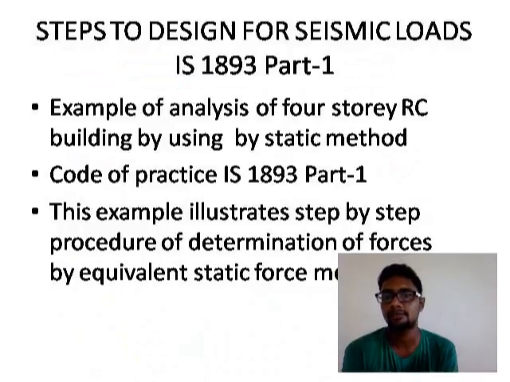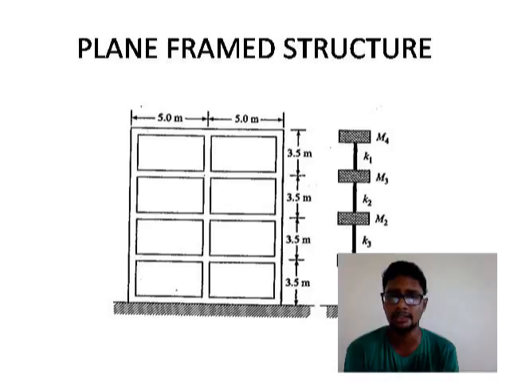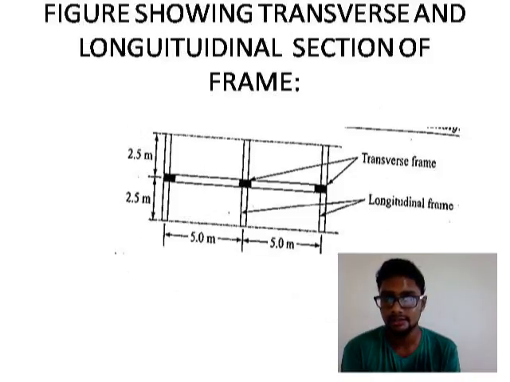So, steps to design for seismic loads. The code of practice, as I said before, used is IS 1893 part 1, and we're going to see an example of a 4-storey building, how the seismic load is designed for it. Moving to the next slide, this is the elevation of the structure which we're going to design. The structure is about 40 meter in height and 10 meter in width, and it is divided into 4 bays, each of K1, K2, K3 and K4. And this is the plan of the building, where the columns are divided into transverse and longitudinal columns.